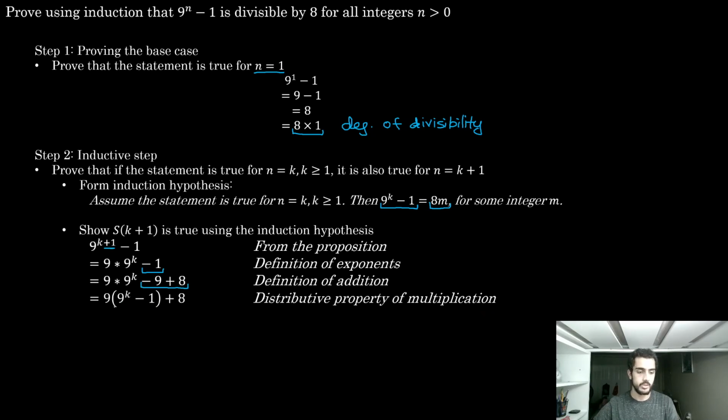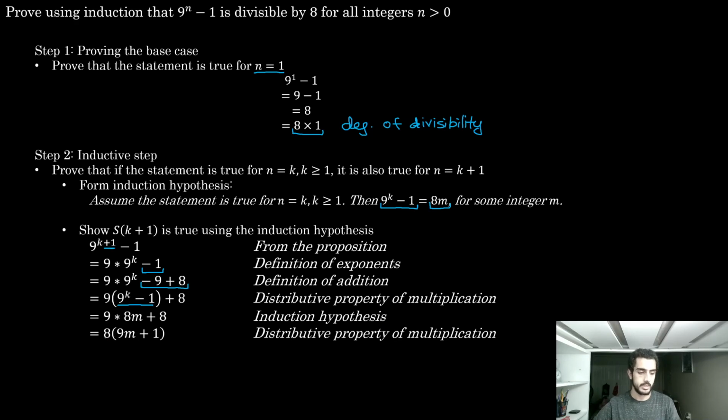And now if you notice, we have 9 to the k minus 1, which is our induction hypothesis, in our expression. So if we simply replace this 9 to the k minus 1 with this 8m, we get 9 times 8m plus 8. And the justification for this is simply that we use the induction hypothesis. Now finally, we simply take this 8 out as a factor, once again using that distributive property of multiplication, and we get 8 times 9m plus 1.